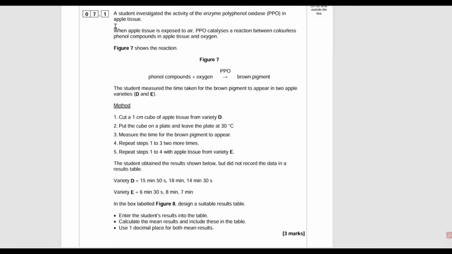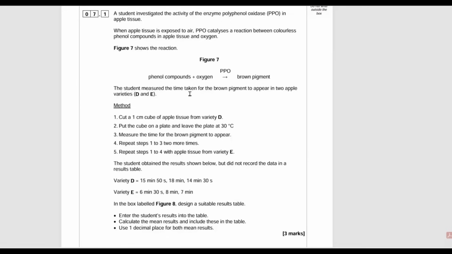Okay, 7.1. A student investigated the activity of the enzyme polyphenol oxidase, PPO, in apple tissue. When apple tissue is exposed to air, PPO catalyzes a reaction between colorless phenol compounds in apple tissue and oxygen. Figure 7 shows the reaction. Phenol compounds plus oxygen in the presence of PPO turn to a brown pigment. We all know apples go brown when you cut them, right?